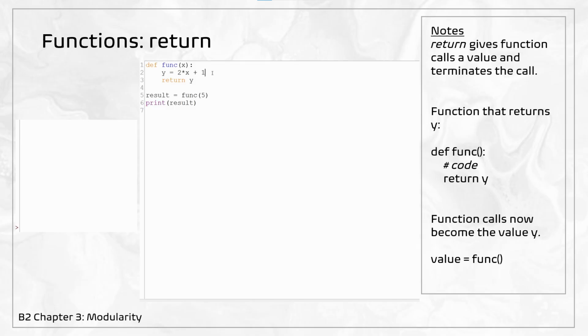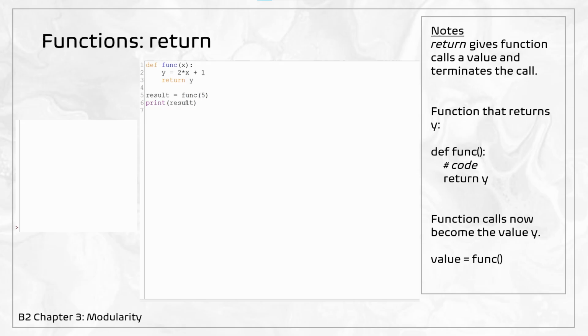So now, if I store the call f of 5, or func5, into the variable result and print it, it will print the value f of 5, which here is 2 times 5 plus 1, which is 11. In a sense, the function call itself becomes a variable. So func5, because it equals 11, we're basically saying result is equal to 11, which sets the variable to 11, and we just print result, which is just printing 11.